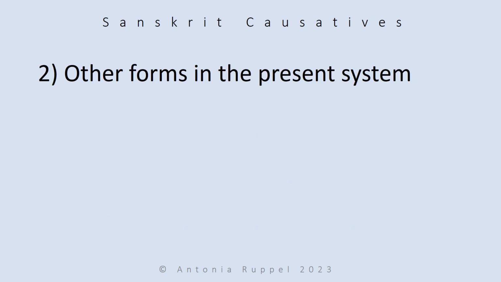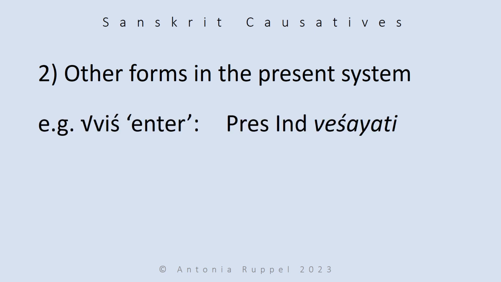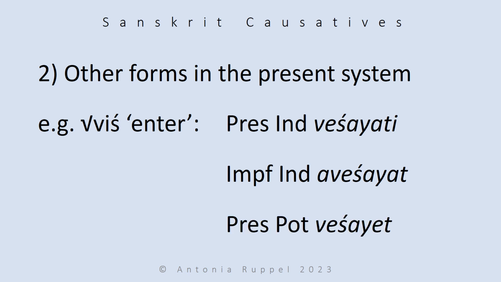Then, as I mentioned, we have other causative forms in the present system. So, for example, from vish, to enter, we have not only the present indicative veshayati, but we also have the imperfect indicative aveshayat, using the same present tense stem, veshaya, with the a, the augment, in front of it, and a t, the secondary ending for the third person at the back. Veshayati makes enter, aveshayat made enter. And we also have the present potential, veshayet: he, she, it would, could, might make someone enter.